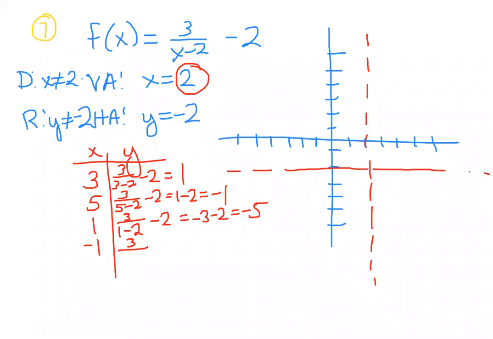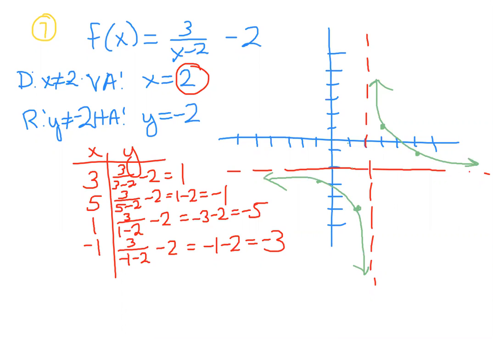We would get 3 over negative 1 minus 2, which is negative 1 minus 2, or a negative 3. And let's graph these points. 1, 2, 3, 1. 1, 2, 3, 4, 5, negative 1. So you know it's going to look like this. And on the other side, 1, negative 5, 1, 2, 3, 4, 5, and negative 1, negative 3, 1, 2, 3. So this one looks like that. And that's what our graph looks like for number 7.